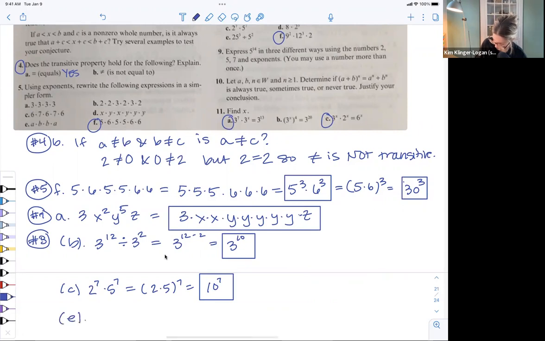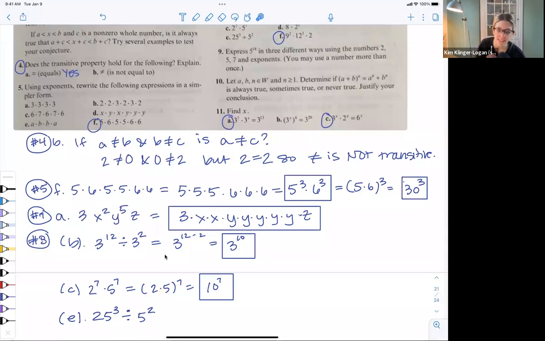Okay, let's look at E and F. Just for good measure here. So E wants us to simplify something in this form. So now here I have to be careful. I do have the division, but unlike for B, where my bases were the same, my bases are not the same here. I have 25 as one of them and 5 as the other.